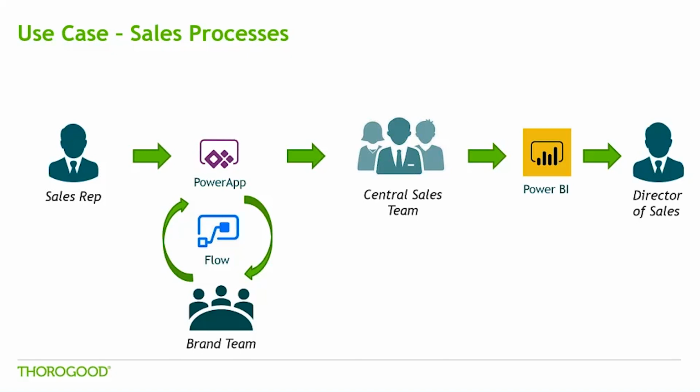This eliminates the need for involvement from the central sales team and reduces the dependency on Outlook and Excel as the main data stores. With the implementation of the entire Power Platform, sales reps have a central place to view their activity with automated reporting to their director of sales and automated workflow to receive approval for the samples from the brand team.